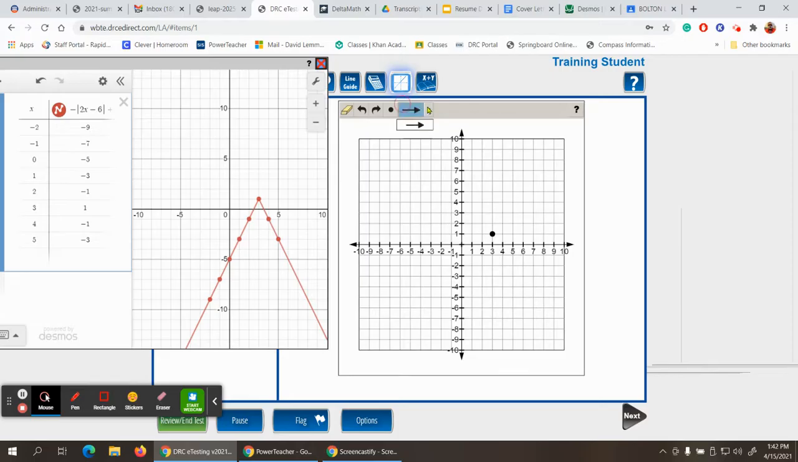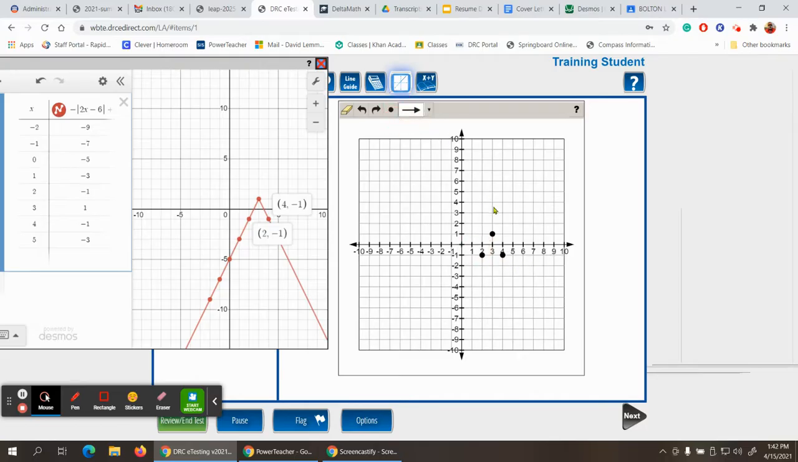Okay, I select my next point that I'm going to have here. Next point is at 2, negative 1. So 2, negative 1, that's right there. This point here is at 4, negative 1, which is right here.